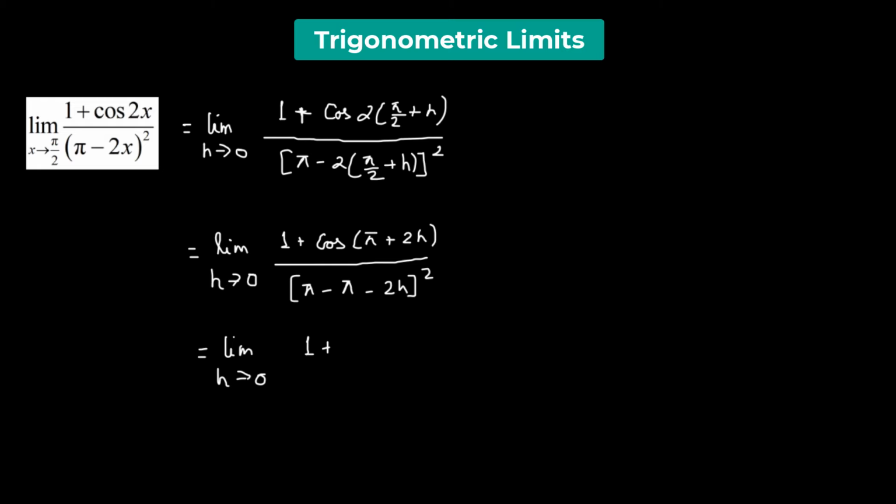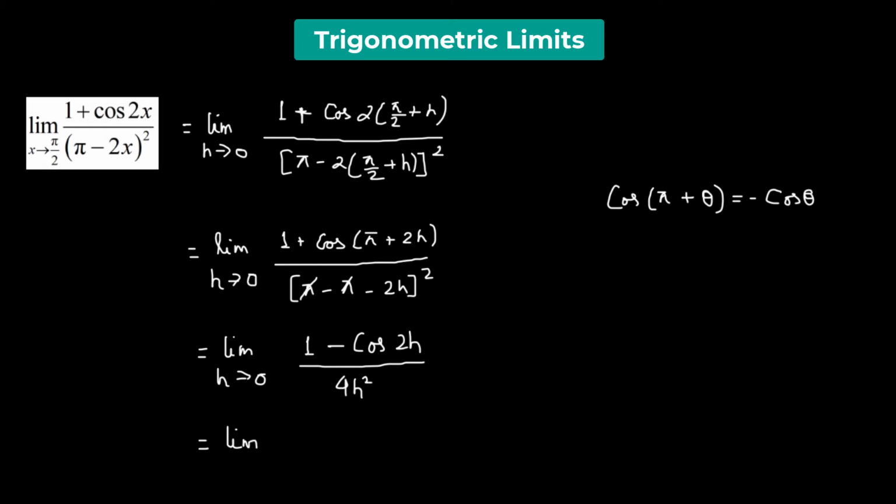So this is in the third quadrant. So we're going to use cosine of pi plus theta is equals to minus of cosine of theta. So that means here we'll have 1 minus cosine of 2h divided by, so the pi and pi gets cancelled, so we have negative 2h whole squared, so that will be 4h squared.